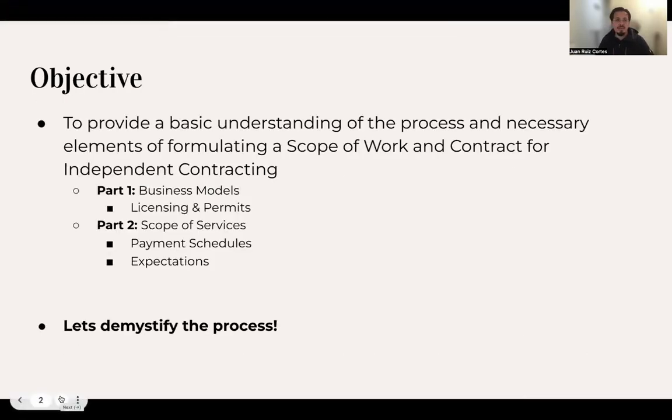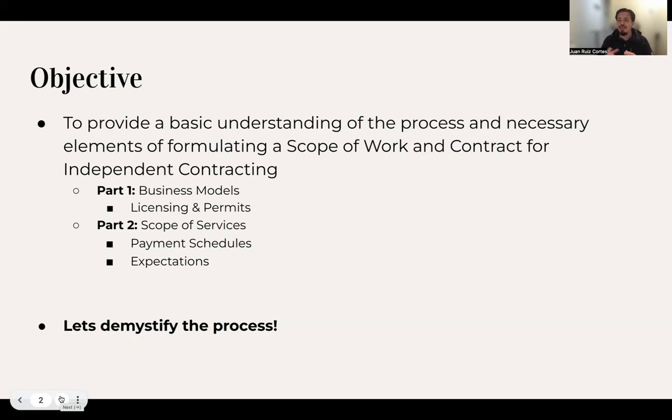So the objective for today is to provide you with some basic understanding of the process and what are some of the necessary components of formulating a scope of work, which can also be known as a contract or an agreement to do independent contracting. I divided it in a few parts. Part one will cover what are some of the models that you can do business with. Is it a sole proprietorship or limited liability company? Is it independent contracting as a freelancer? I'll cover some of those basics.